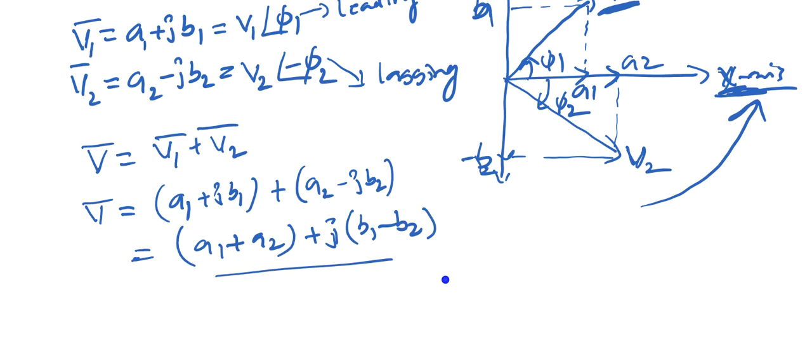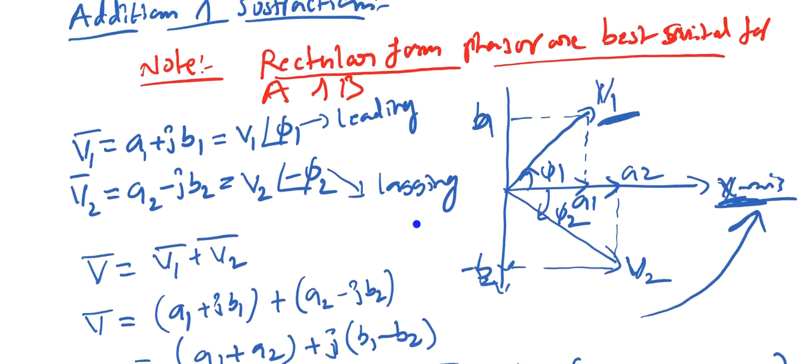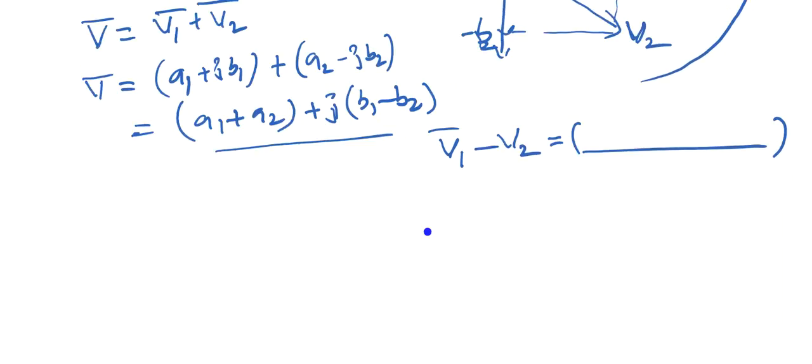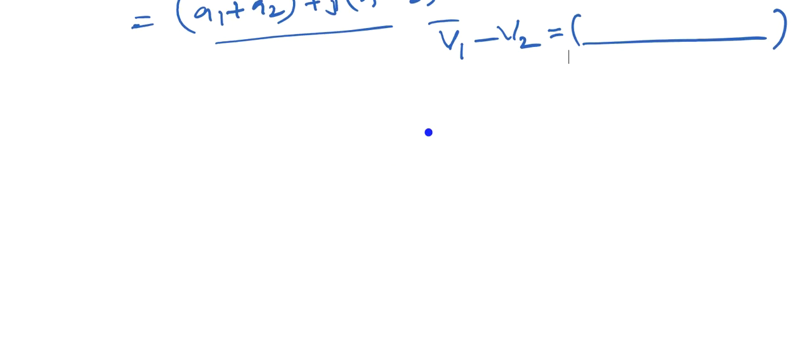Similarly, if you want to find the subtraction between these two, you can also do it. So you can do both subtraction and addition. If you have the rectangular form, then it is very convenient to do subtraction and addition. So that is the point I want to highlight here. If you have any addition and subtraction, please prefer the rectangular form of the vector, so that it is very easy to do the operation.